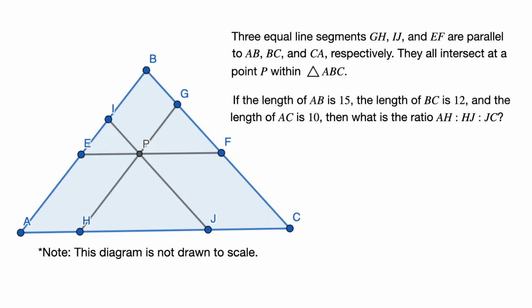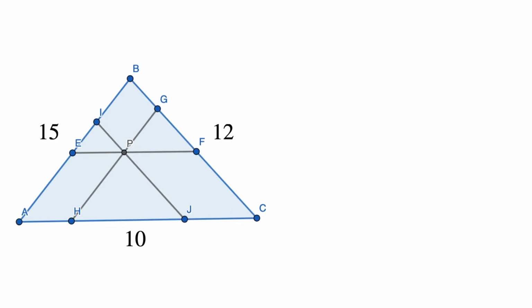Three equal line segments GH, IJ, and EF are parallel to AB, BC, and CA respectively. They all intersect at a point P within triangle ABC. If the length of AB is 15, the length of BC is 12, and the length of AC is 10, then what is the ratio of AH to HJ to JC?